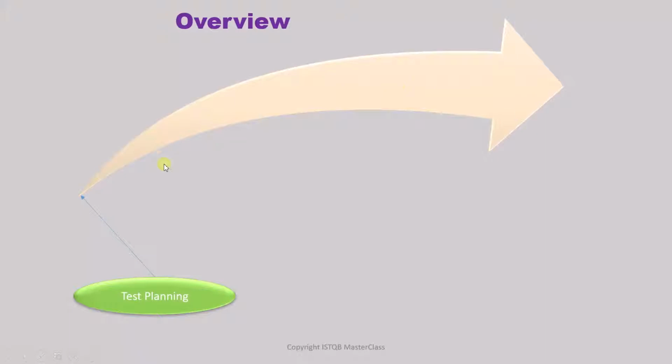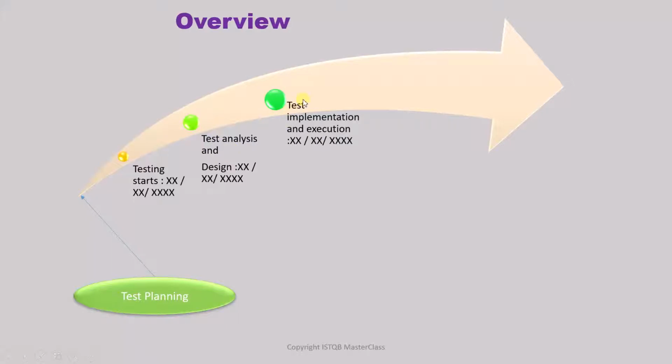Now let's go over everything again. The first stage is test planning. Here we create the roadmap for our tests. We decide when the testing starts, when test analysis and design takes place. Then we note when test implementation and execution should happen. And finally, when testing ends. After all that, we also have to set a date for software release. So this is the plan.